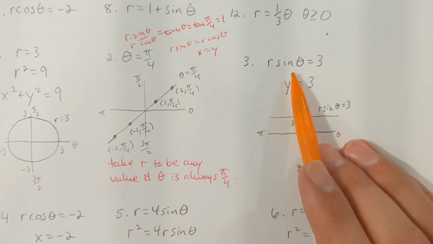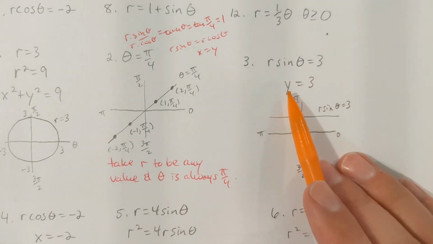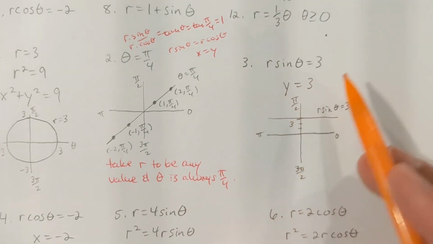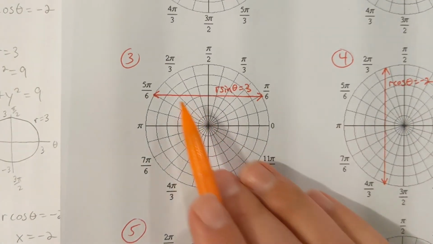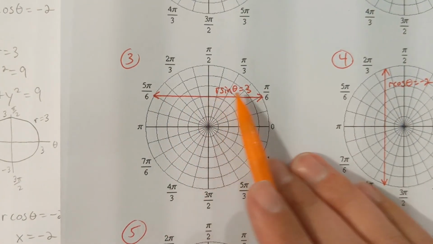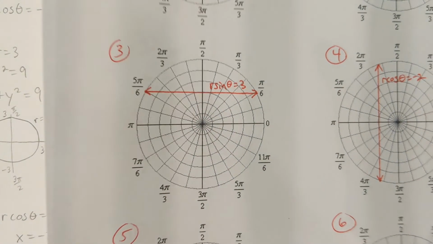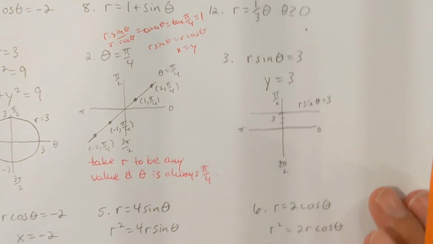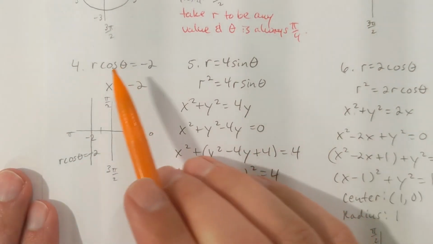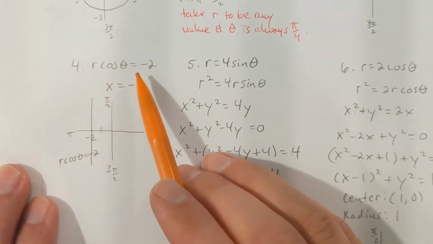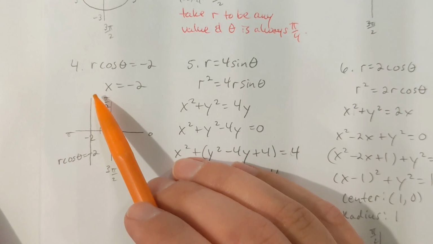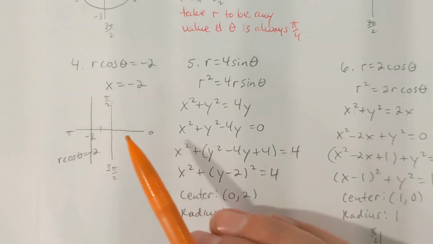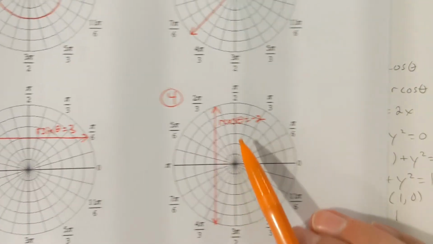Problem 3, we've got r sine theta equals 3. Well, r sine theta is the same as y. So all we have to do here is draw the horizontal line y equals 3. And so that's my third graph. y equals 3 and r sine theta equals 3 mean the same thing. Here's another one. r cosine theta equals negative 2. r cosine theta is x, so x equals negative 2. That's a vertical line, and I've got that drawn here.